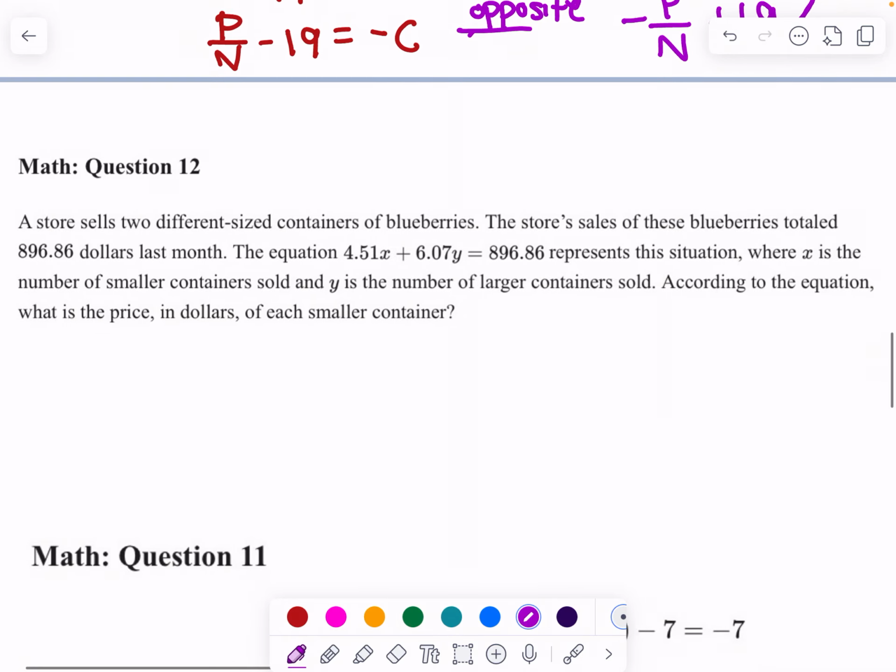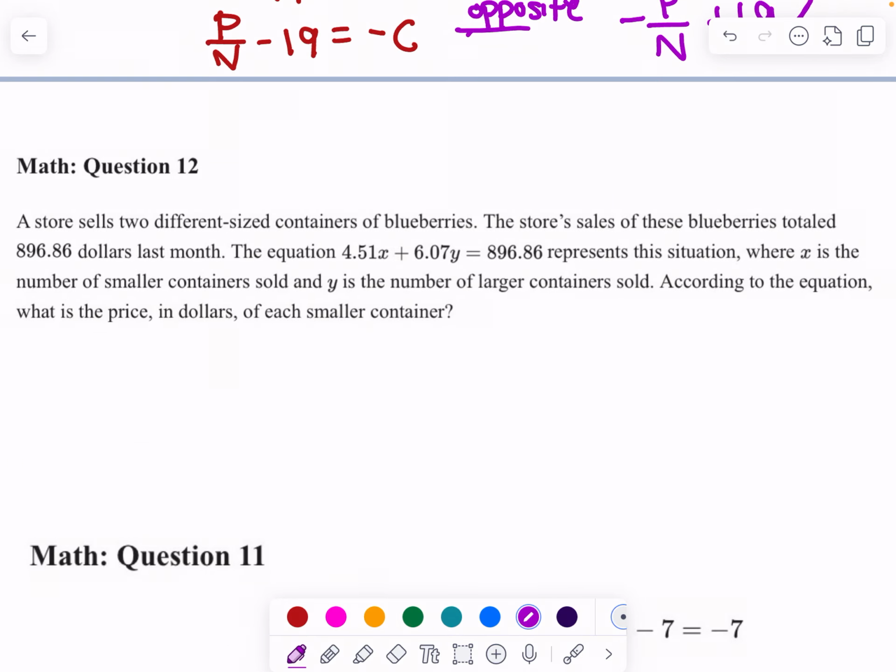Okay, a store sells 2 different size containers of blueberries. The store sales of the blueberries totaled that much last month. The equation represents this situation where X is the smaller number of blueberries sold. According to the equation, what is the price in dollars of each smaller container? This actually makes sense. The smaller container would cost less.